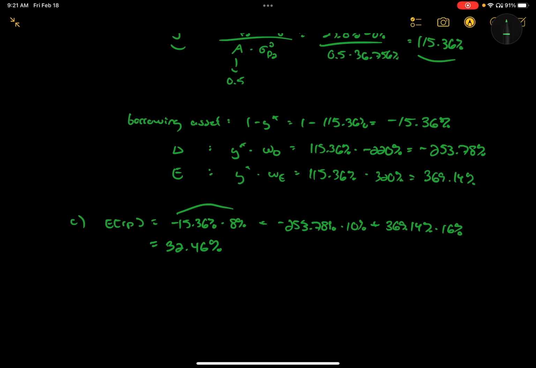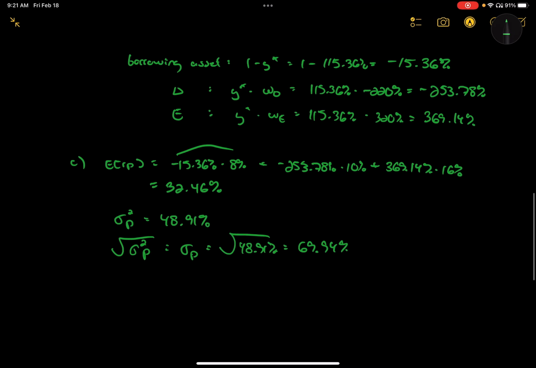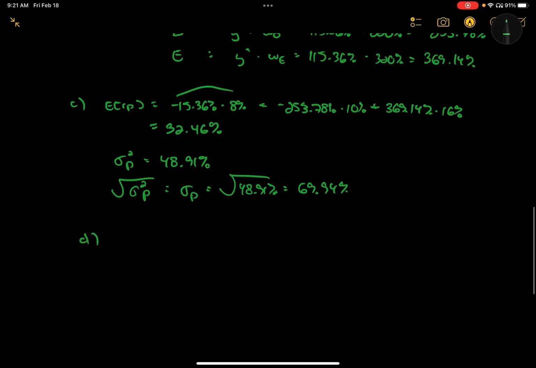Can do the same thing with the variance. We find 48.91%, and the standard deviation is equal to the square root of 48.91%, which is 69.94%. So that's for question C.